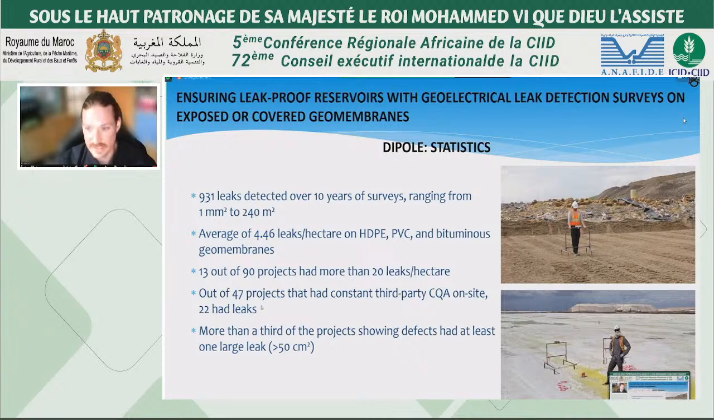On 47 projects that had constant quality assurance, 22 had leaks. Again, even if someone was on site watching the general contractor doing the placement of the natural material layer, it can happen. And a third of the projects that had leaks had at least one leak bigger than 50 centimeters square. So consider that as large by me. Sometimes it's a small pinhole, but sometimes it's really big and it can compromise a whole project.